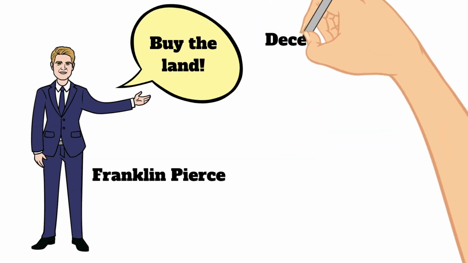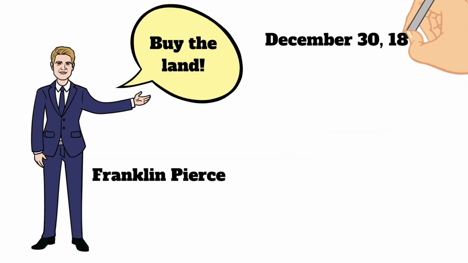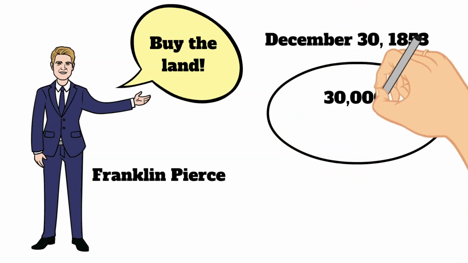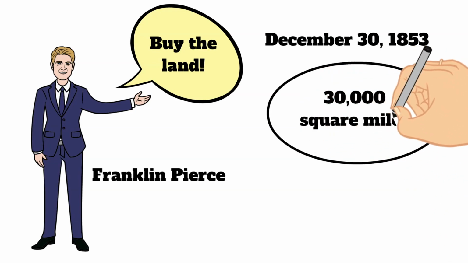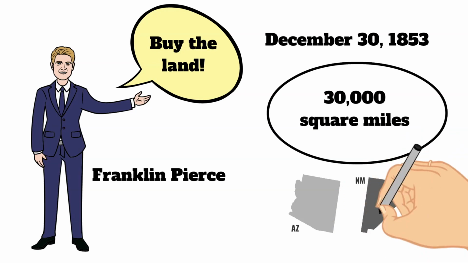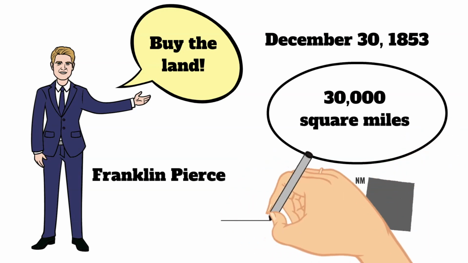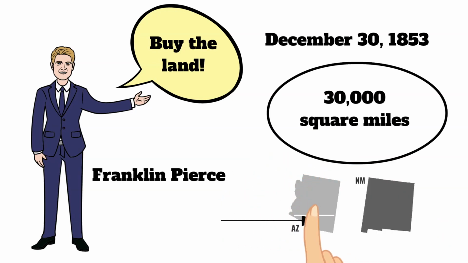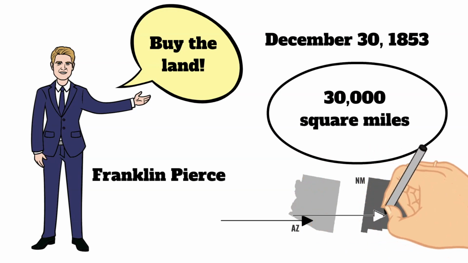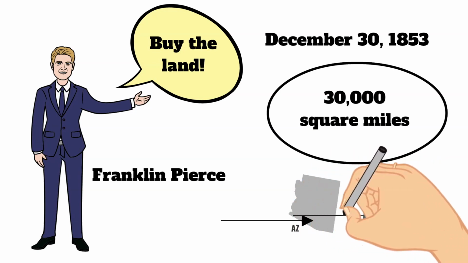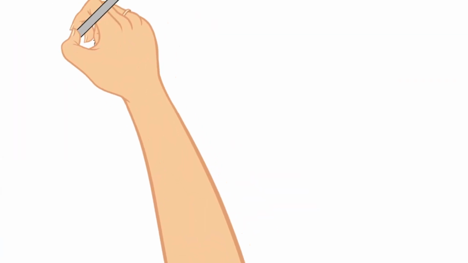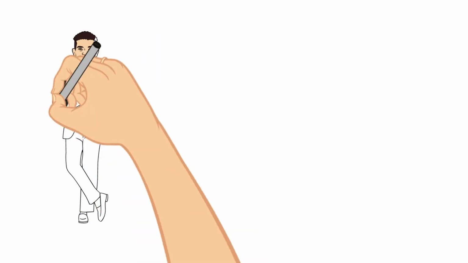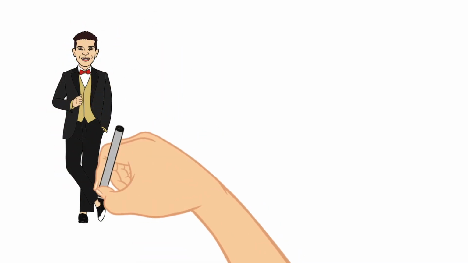Gadsden met with Mexico's president, and on December 30th, 1853, the United States bought about 30,000 square miles of land from Mexico for $10 million. This land, acquired in this purchase, is now southern Arizona and southern New Mexico. The Gadsden Purchase moved the border between the United States and Mexico even farther to the south, to where it lies today.